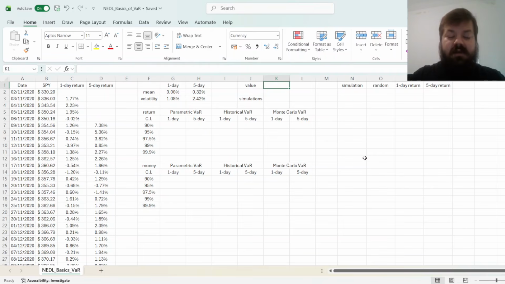Just some assumptions before we move forward. Let's say our portfolio value is $1 million. Again, this can be scaled to any monetary value. This is for us to be able to report money VaR later on. And we have everything that we need for our first VaR technique, parametric normal variance covariance VaR.